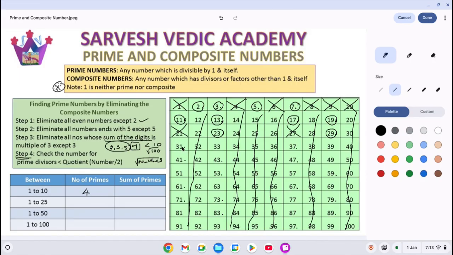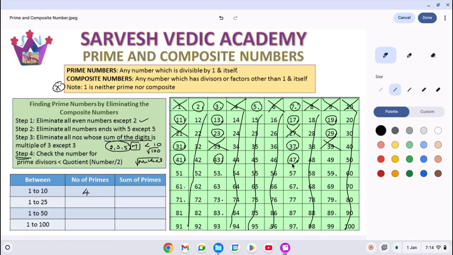Okay, let me check this number, 31. 3 plus 1, the sum of the digits is 4, which is not a multiple of 3, so we can say that it is a prime number. 33, 3 plus 3 which is 6, which is not a prime number. 37, 3 plus 7 which is 10, which is a prime number. Then 39, 3 plus 9 which is 12, which is not a prime number. Again 41, 4 plus 1 which is 5, which is a prime number. Here 43, 4 plus 3 which is 7, which is not a multiple of 3, so we can say that it is a prime number. Likewise 47 is a prime number.